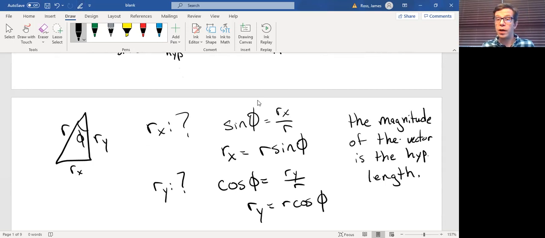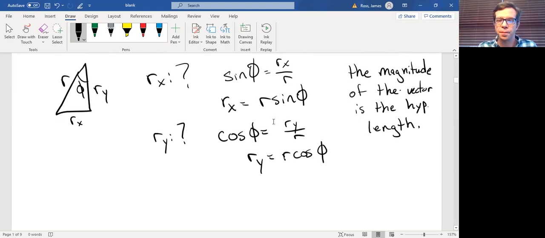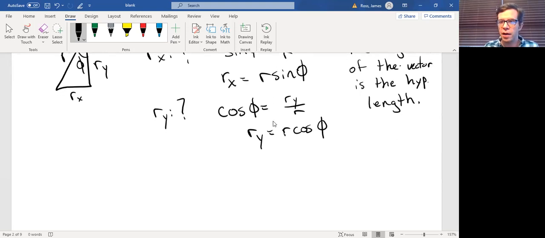Once you've done a lot of vectors and finding components, you're going to get comfortable where the adjacent side is the magnitude times the cosine of the angle. The opposite side is the magnitude times the sine of the angle. That just takes familiarity dealing with vectors.